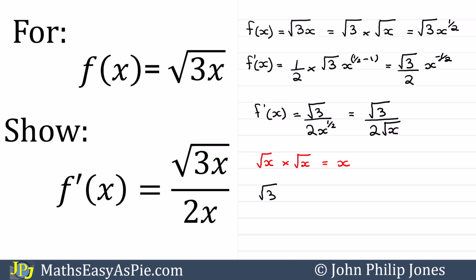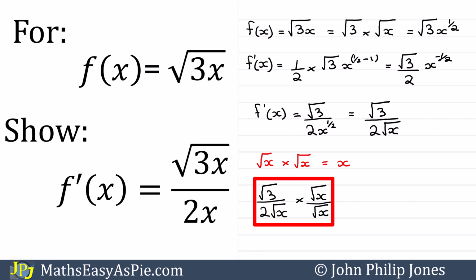So I'm going to work on the square root of 3 over 2 the square root of x, and I'm going to multiply the top and the bottom by the square root of x. The square root of x over the square root of x gives us the value of 1. So what's happening here is I'm effectively multiplying this by this, which is 1, so it doesn't change the value of this here.